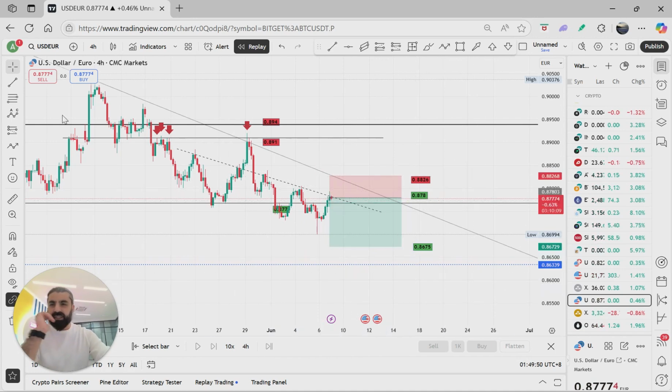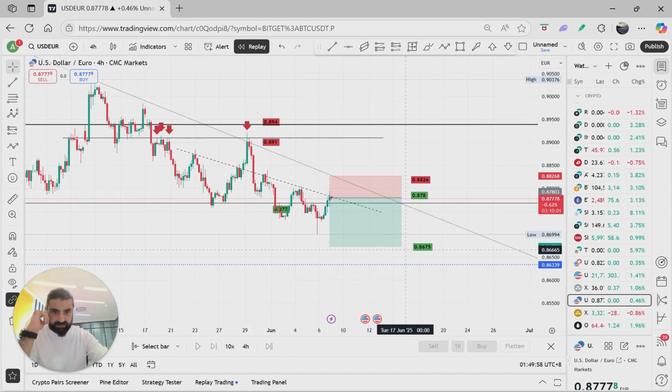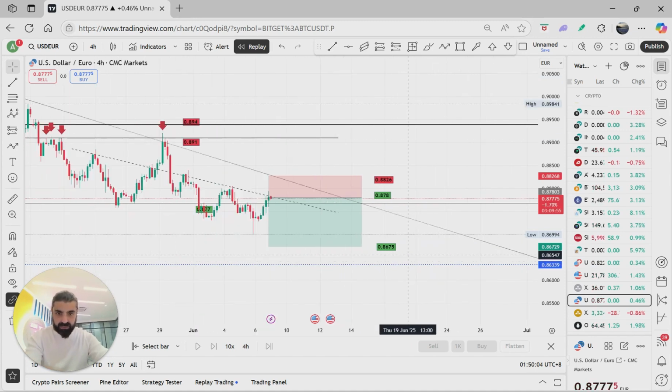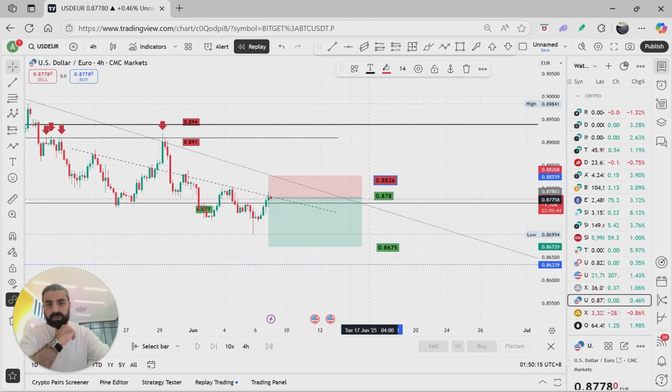So this is the first setup. So we were looking at it for shorting it further, right? And yes, your take profit should be somewhere around 0.8675. Just to make it clearer, so you guys have the right setup: we open at 0.878 with take profit at 0.8675 and a stop loss at 0.8826, right? So this would be the first setup that our team came up with.